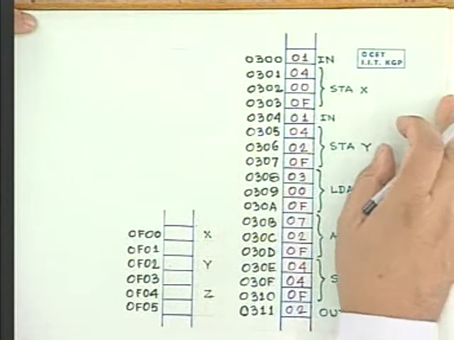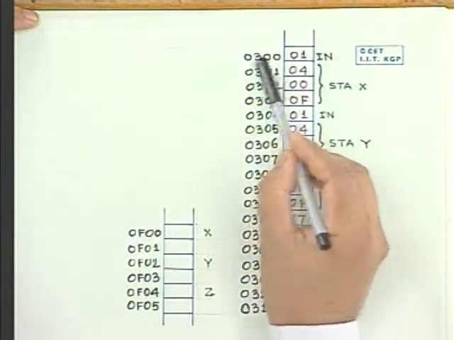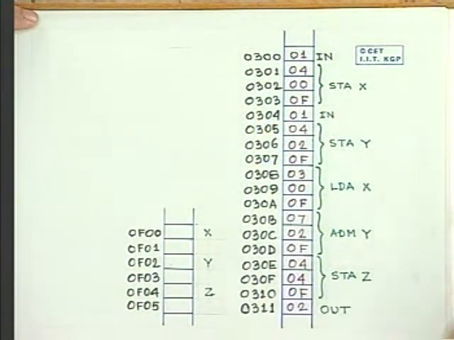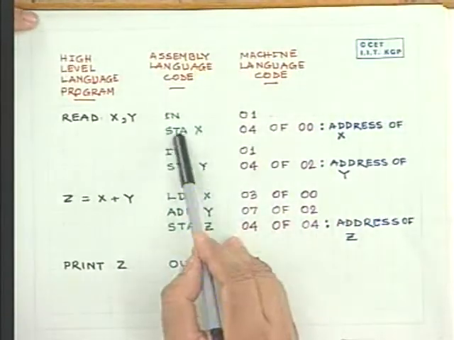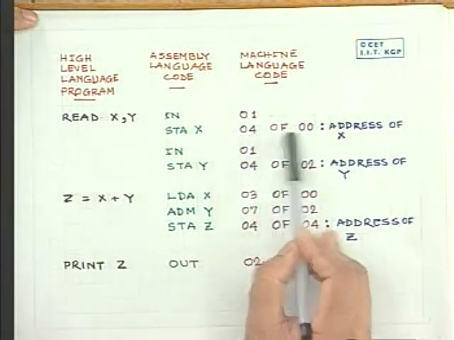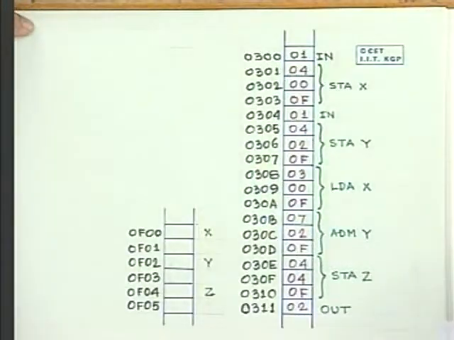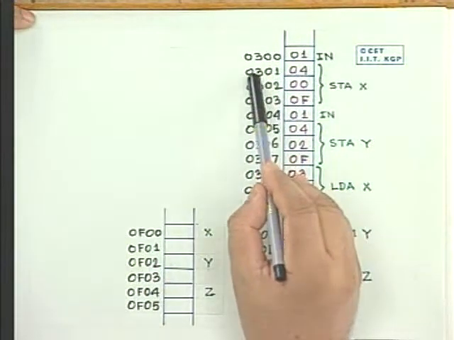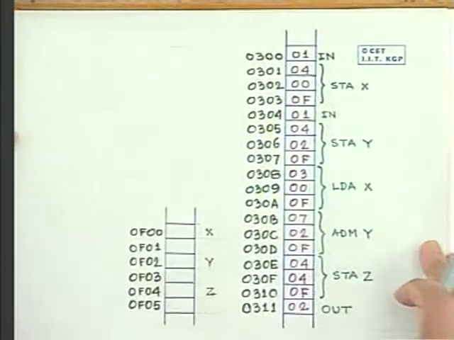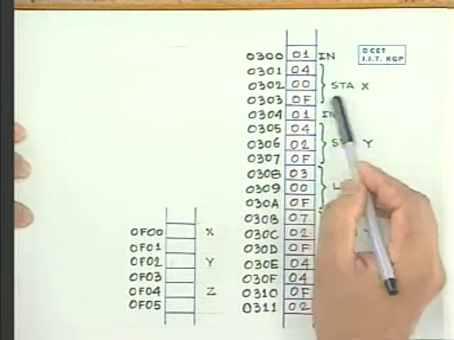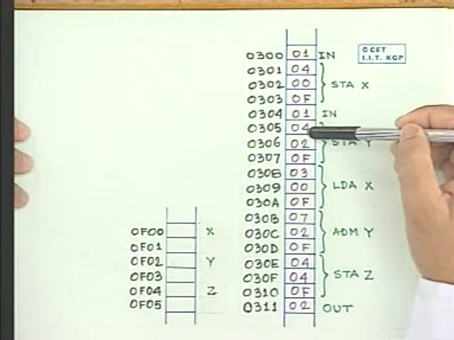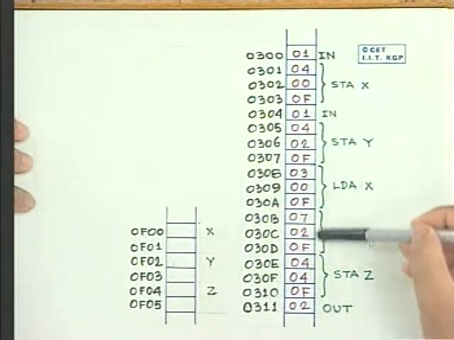This first instruction is IN, and that has been loaded in the location 0300. The machine code is 01, which has been loaded over here. The second instruction, you see, is store accumulator X: 04 0F00. 04 is the opcode, and this is the address part. That second instruction has been loaded starting from the location 0301, so 04, 00, 0F. These 3 bytes taken together are a store accumulator X instruction. That way, every instruction one after the other has been loaded into this memory.